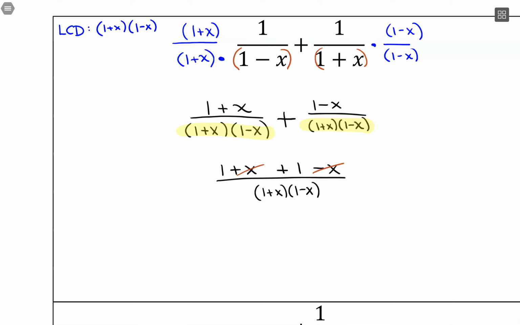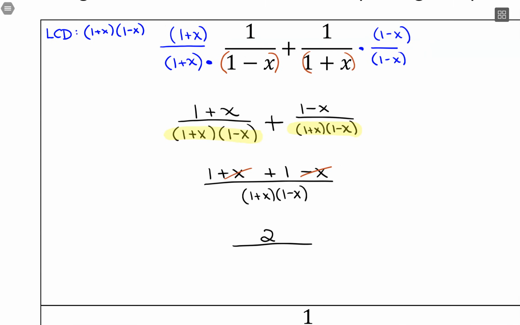Now those x's will turn into a 0, so really I just have 1 plus 1, which is 2. Seeing that 2 there, I'm not going to have anything to cancel out with that denominator. So I'm going to FOIL that out. 1 times 1, that's our difference of squares, so that'll be 1 minus x squared. And that would be all done there.